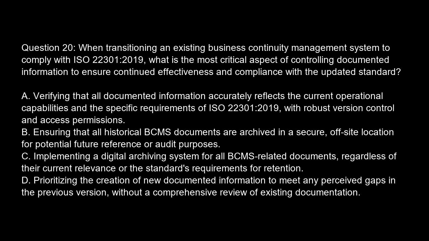Option B. Ensuring that all historical BCMS documents are archived in a secure, off-site location for potential future reference or audit purposes. Option C. Implementing a digital archiving system for all BCMS-related documents, regardless of their current relevance or the standard's requirements for retention. Option D. Prioritizing the creation of new documented information to meet any perceived gaps in the previous version, without a comprehensive review of existing documentation.